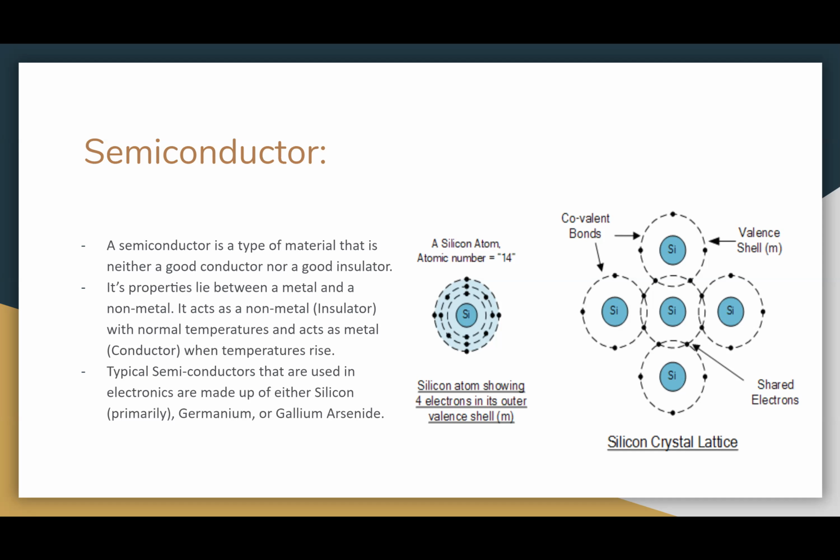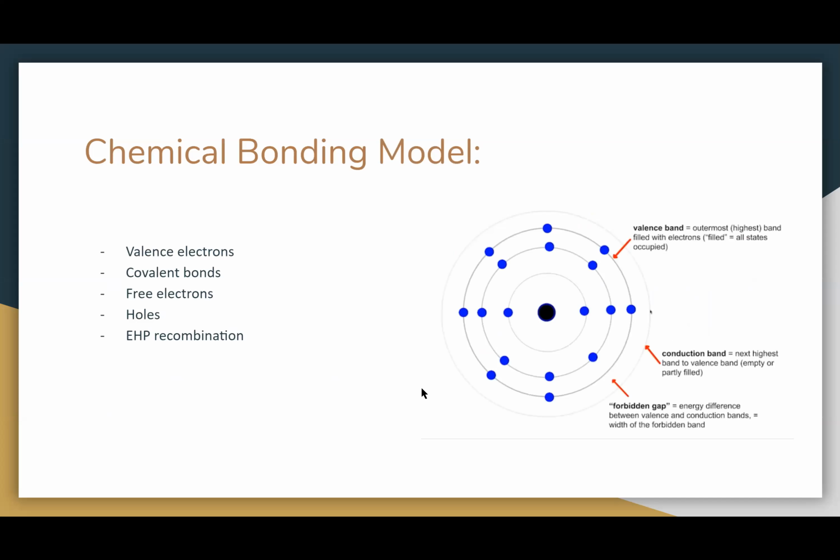So with typical semiconductors for electronic devices, we use silicon mainly just because it's more abundant, and some other ones that we use are germanium or gallium arsenide. And over here is our little model of a silicon crystal lattice, and that's basically what we use to dissect semiconductor properties. So let's take a look at the chemical bonding model, Kev.